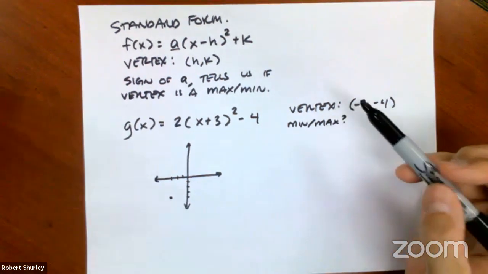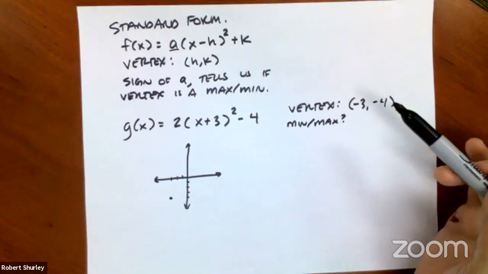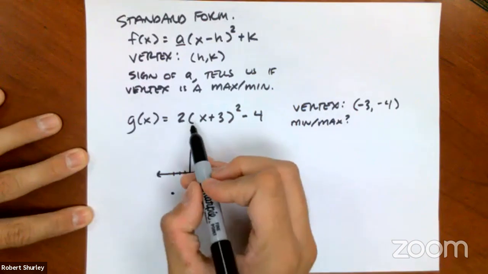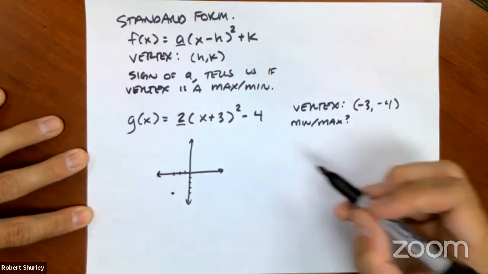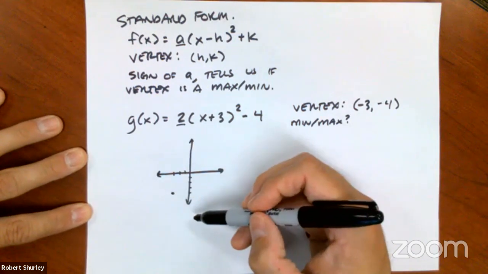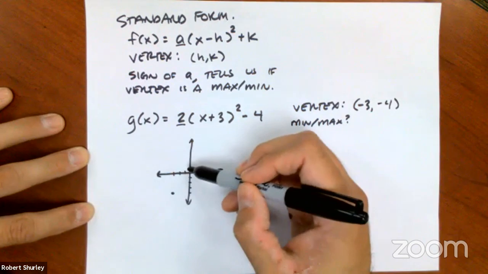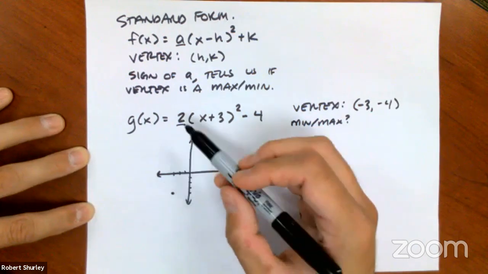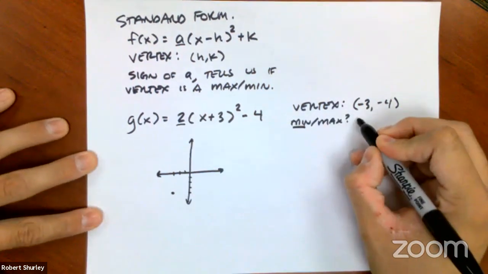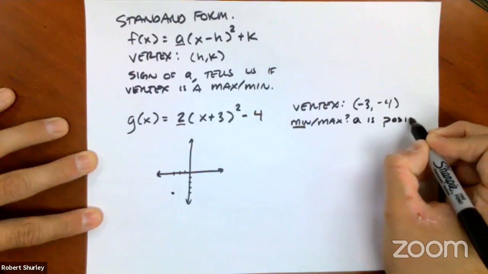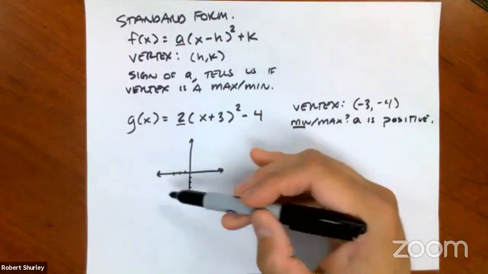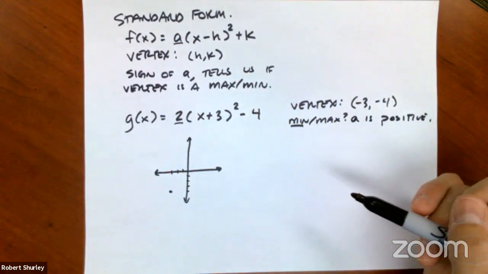So next I'm going to ask, hey, is this vertex a minimum or a maximum? I'm probably going to ask you why too as well. So is this a min or a max? Well, okay, notice the a value here is 2. So that means we're not flipping this down here. It's not going to be a frowning quadratic. It's going to be a smiling quadratic. Because it's smiling here, it means that that vertex is going to be a minimum, right? And why? It's because a is positive. Excuse me, a is positive. So therefore, we're going to have a minimum vertex.